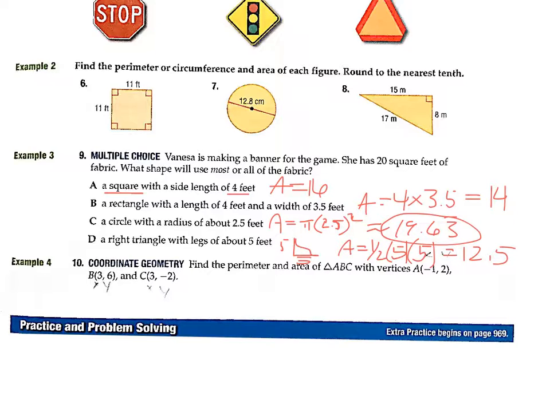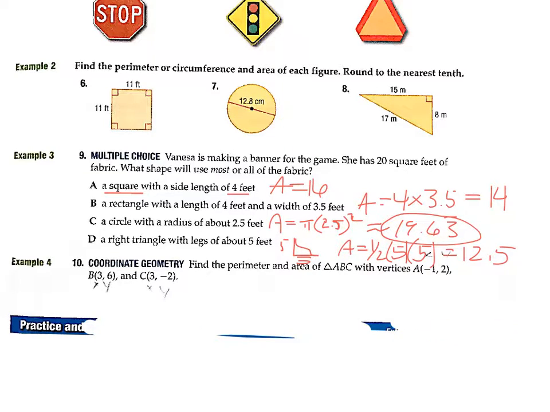Number 10, this last one. Here you want to find perimeter, but to get perimeter you have to have the length of the sides. So what I would suggest here is draw a picture.